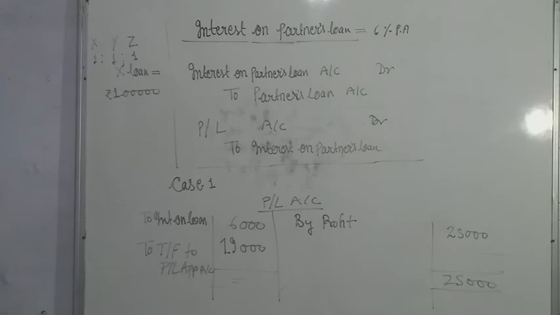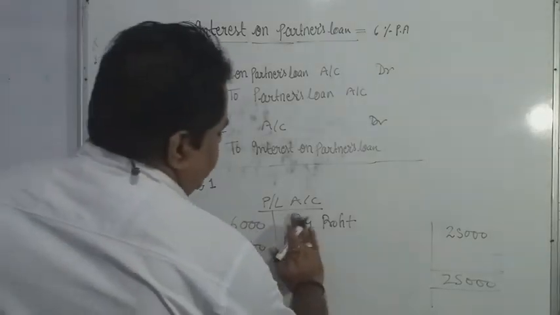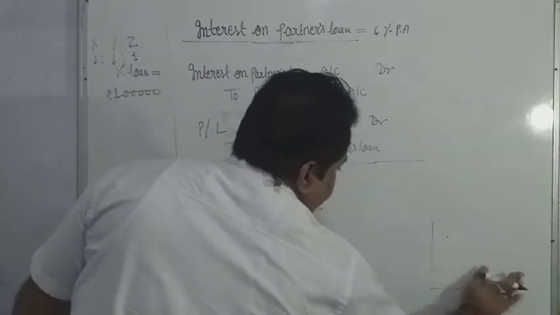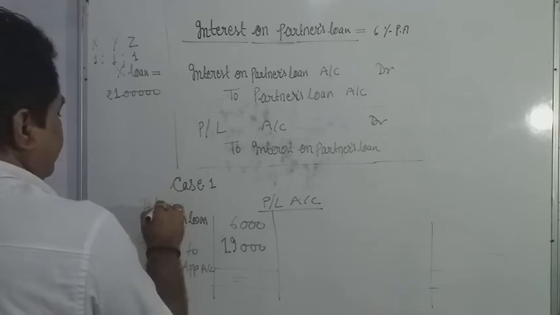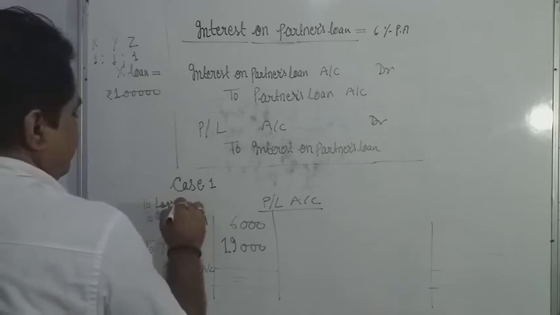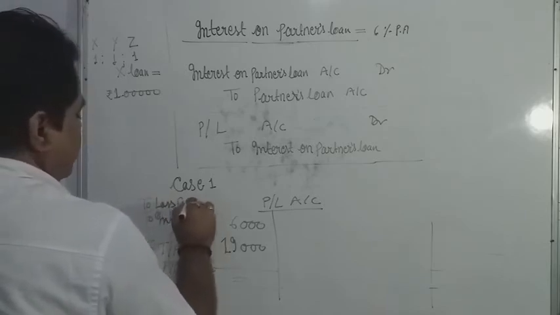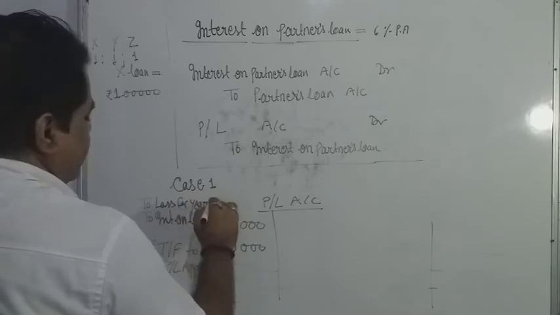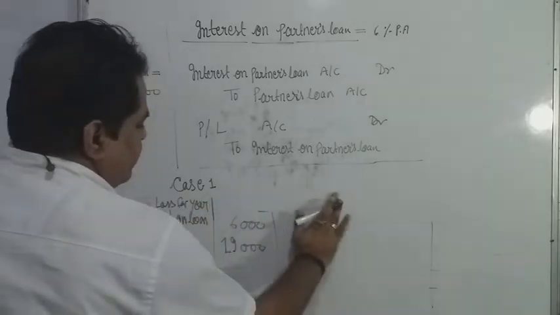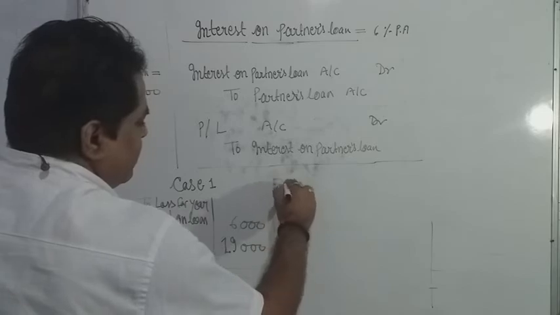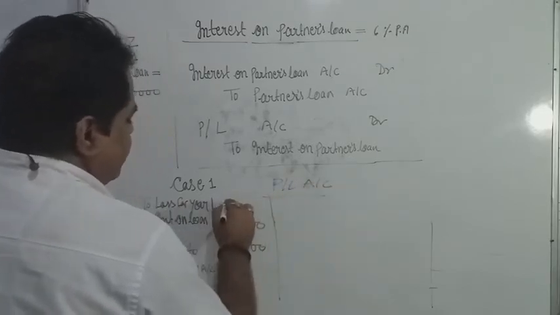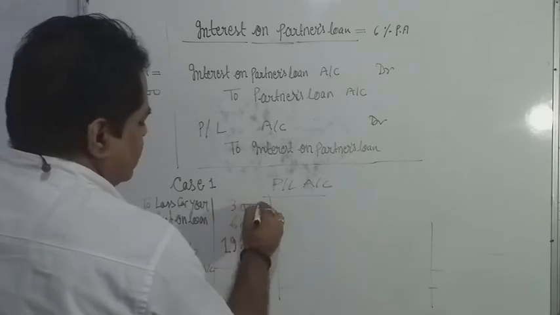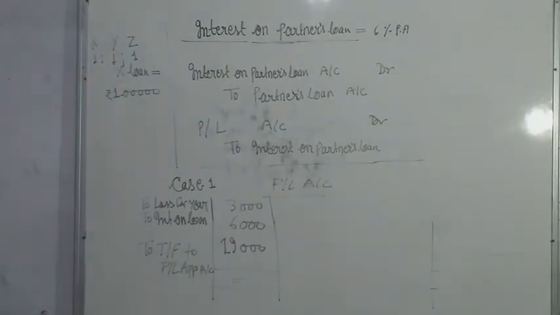Suppose we are having a loss. I am just giving you one example. So suppose, instead of profit, in case of loss, what will you do? If you are having a loss, what will happen? The loss for the year will be given in the question. So I am giving this example that we are having a loss of 3,000.